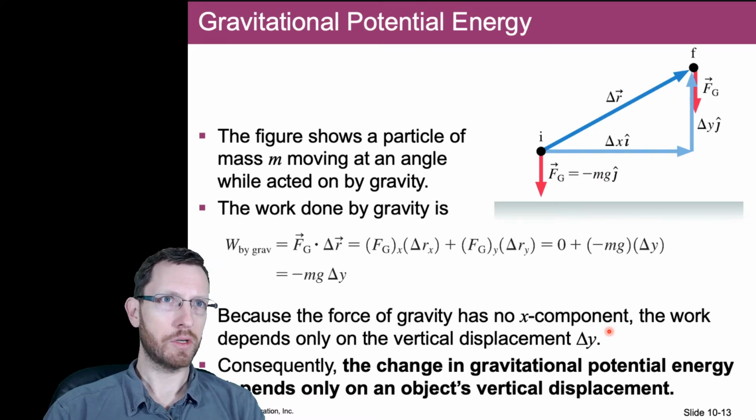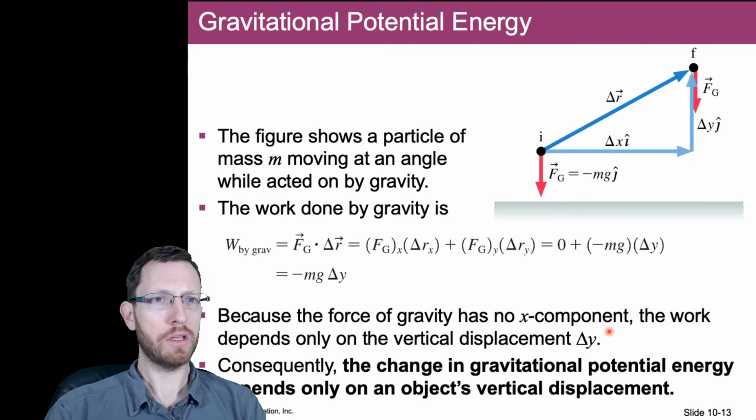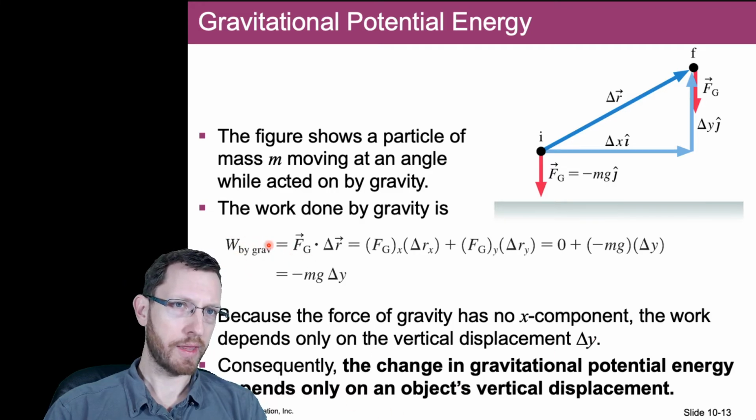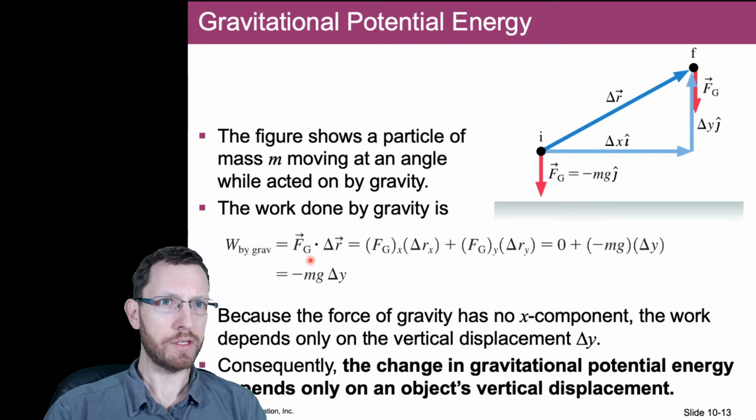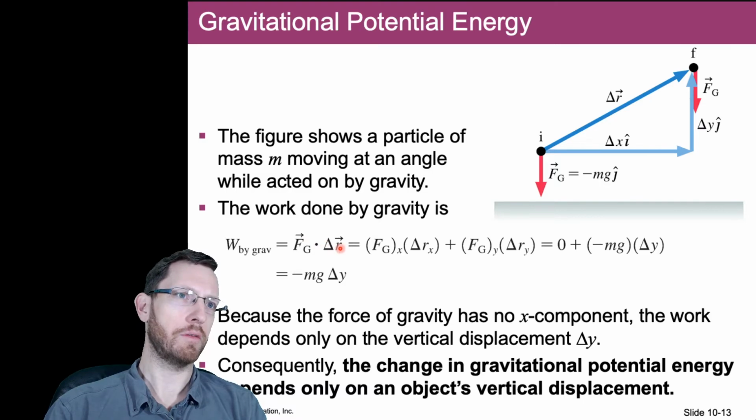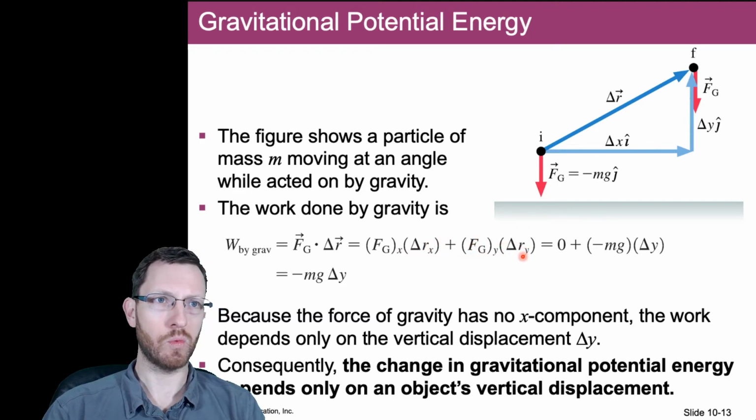Notice here that the gravitational potential energy shown for a system like this, where a particle is moving at an angle while acted on by gravity, can be calculated by thinking about the work, right? The work done by gravity, we know the formal definition is going to be Fg dot displacement. Let's calculate what that is. It's the dot product. So it's the x component of gravity times the displacement in x plus the y component of that gravitational force times the displacement in y.